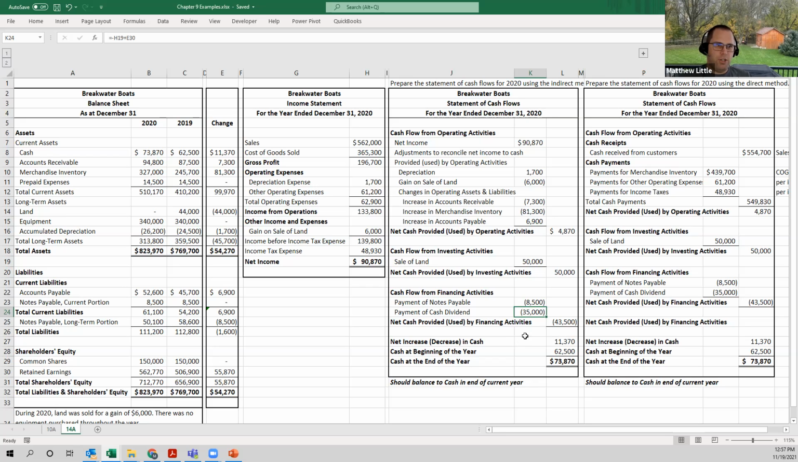So the net cash used by financing activities was $43,500, added to the beginning cash of $62,500, equals the closing cash of $73,870.